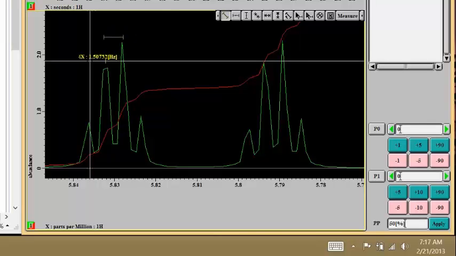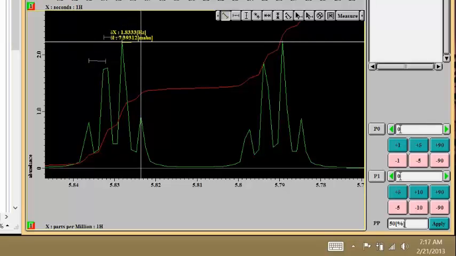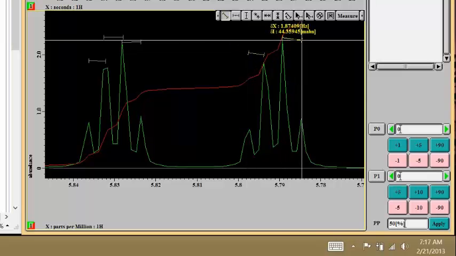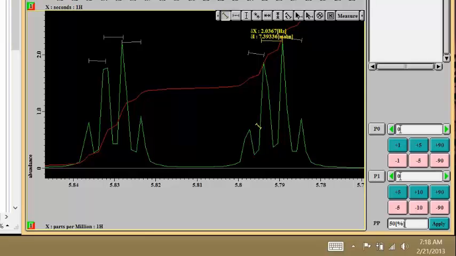Let's look at the difference between these 2. 1.6 hertz. Let's look at the difference between these 2. 1.8 hertz. So within experimental error, the separation between these is around 1.8 hertz. Let's look at this one here. 1.5 hertz. 1.89 hertz, 2 hertz, that's probably a little bit big, but again, within error, we're looking at around 1.8 to about 2 hertz.